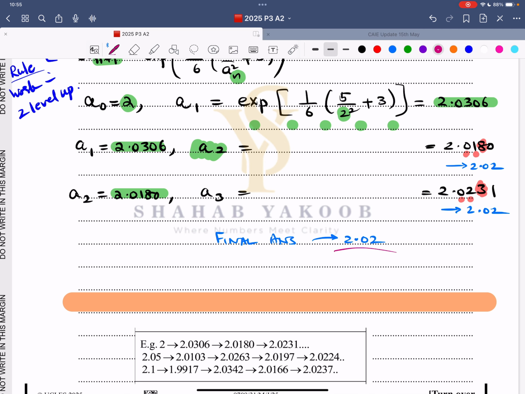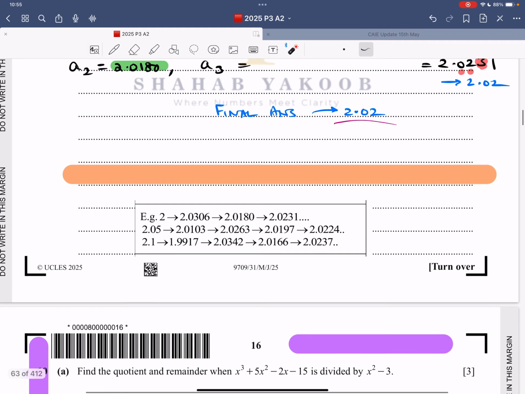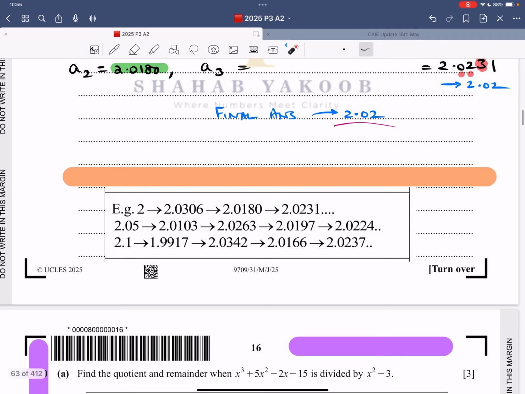Now, some people ask this question: what if I plug this value over here, that is x3, and get x4? The answer will converge at this point. Now look at the mark scheme. They have plugged in different values. One option is to start with 2: 1 step, 2 steps, 3 steps, you're getting the answer. It's just by chance, by coincidence.